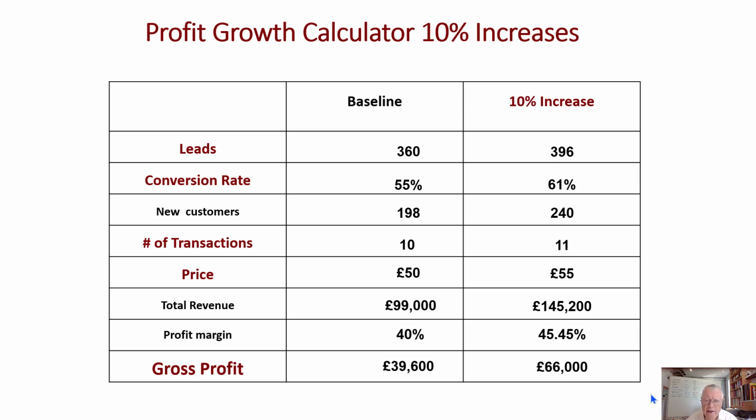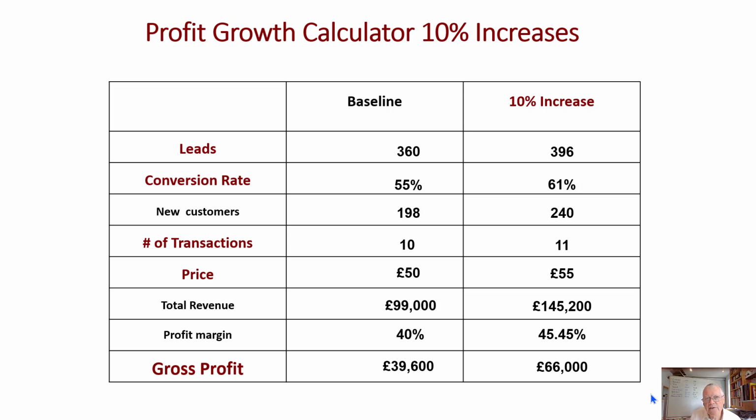We'll have a cross-sell and upsell. We'll bundle in extra value and we'll have gold, silver, bronze packages, that sort of thing. Again, that will increase our average price per transaction by 10% to 55. Now our revenue's gone up from 99 to 145,000. Our profit margin has gone up from 40% to 45.45% because we're charging more. Our gross profit goes up from 39,600 to 66,000.